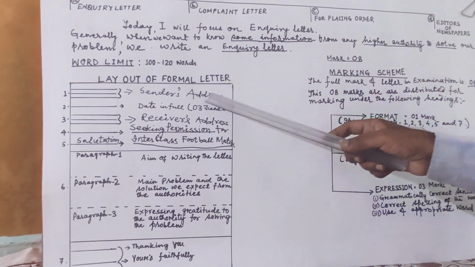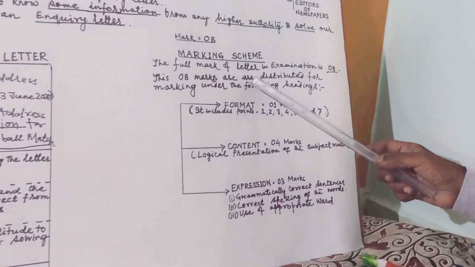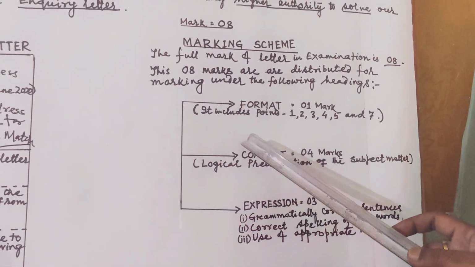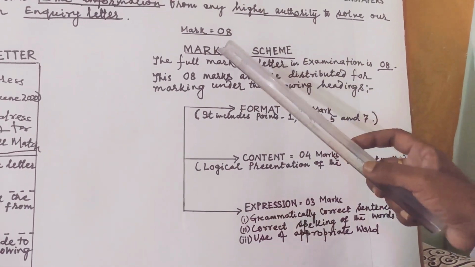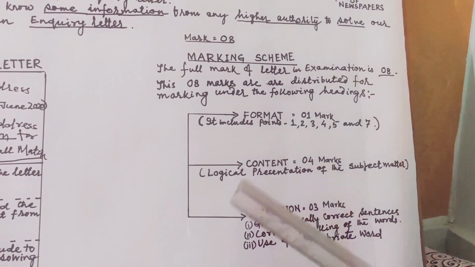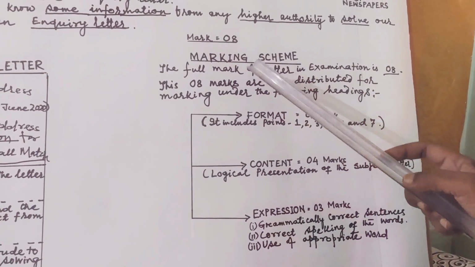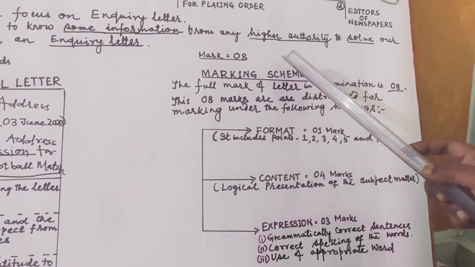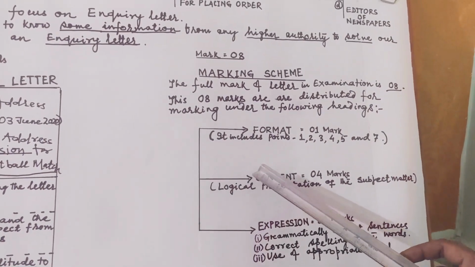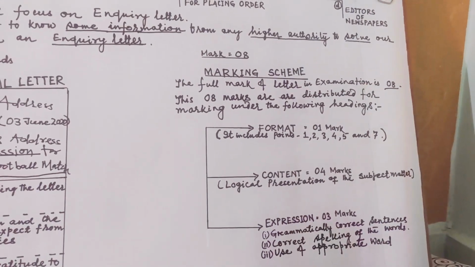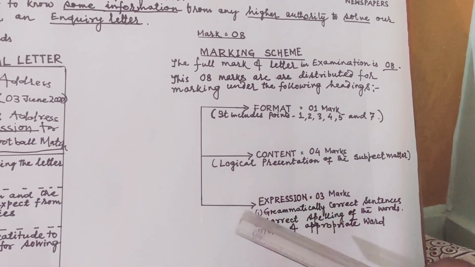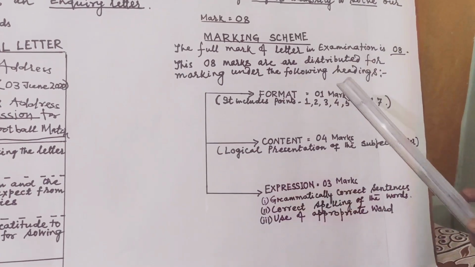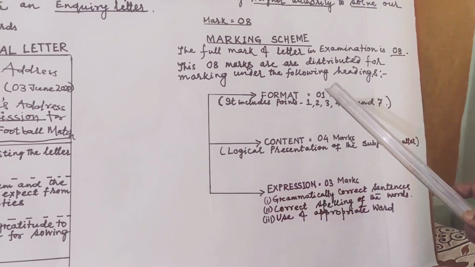Now students, let us move to the other part of this board. Here we see how letter writing is evaluated by the examiner. What we call this? Marking scheme. Now let me remind you, the full mark of a letter is 8 marks. These 8 marks are distributed under 3 heads. Number 1, that is format. Format carries 1 mark. Now let me help you. What exactly do we include in format?